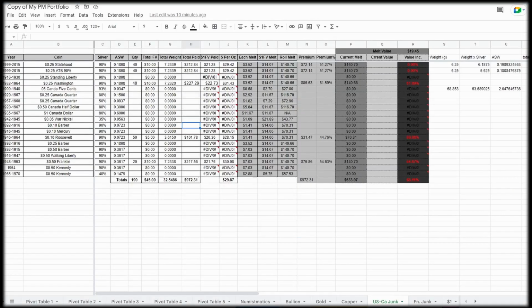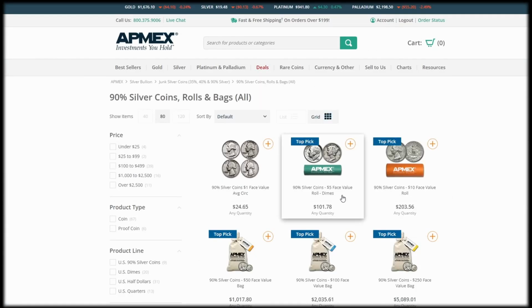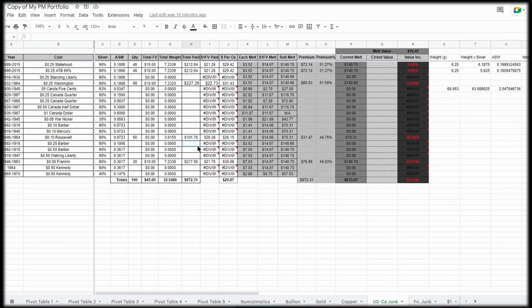I have with me here a spreadsheet I use to keep track of the stack, I should say. But for the purpose of this demonstration, I went ahead and wiped everything out and am just putting in a flat value of the roll so we can explain what the premium is. For this roll of dimes, I plugged in how much it costs, $101.78. That roll has 50 quantity, 50 dimes in the roll, so the face value is $5.